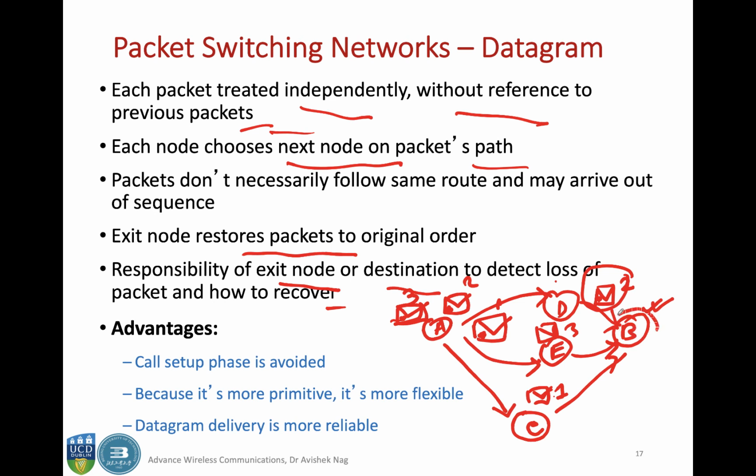It's the responsibility of this final destination node or the exit node to restore all the packets 1, 2, 3. If it has not received any of the packets, then it has to wait, or decide whether that packet is lost and how to recover it. So this node is responsible for everything. It has to wait until it receives 1, 2, and 3 from different independent routes, and then merges all the packets together to make a combined message.